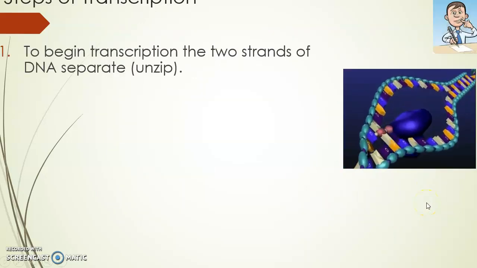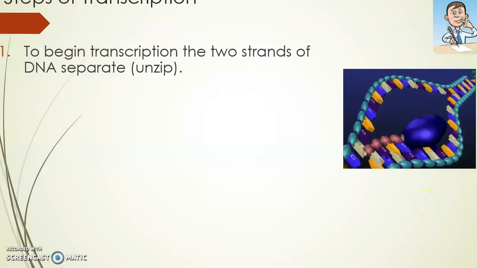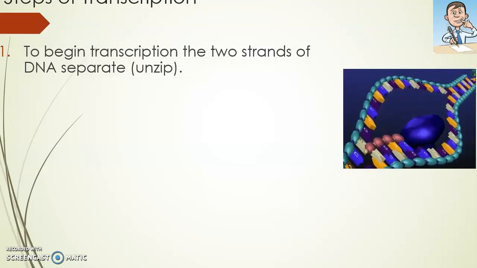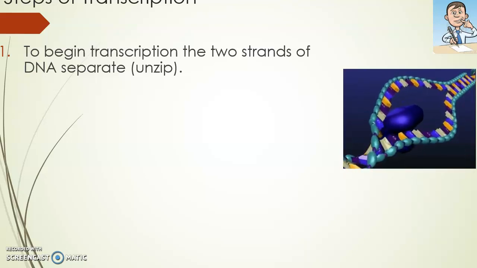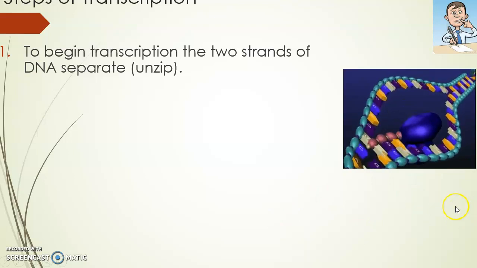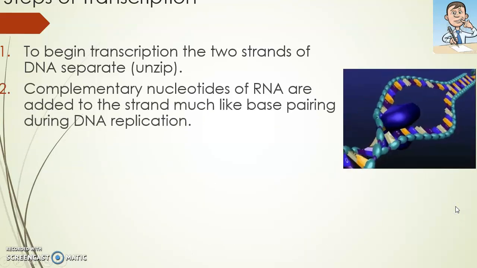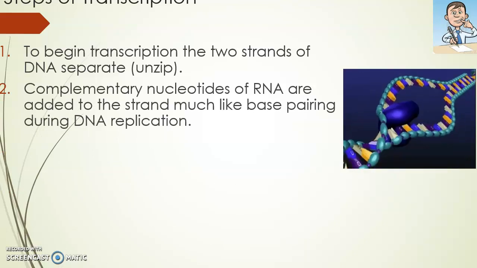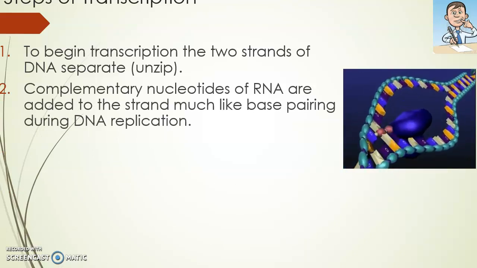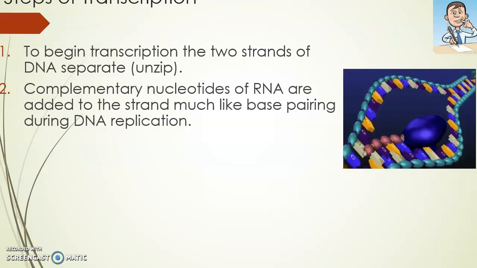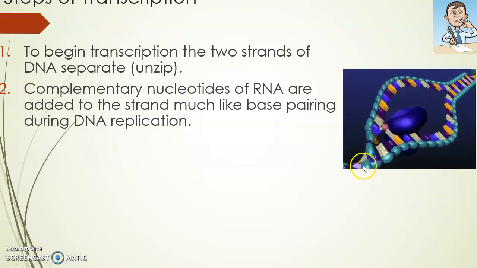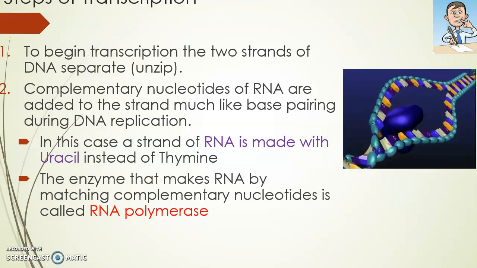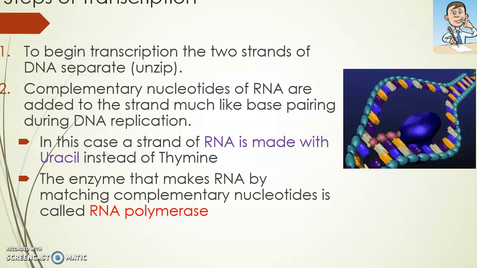So what are the steps of transcription? To begin transcription, you have to unzip the 2 strands of DNA. You have to unzip them. So that's just like what other process? DNA replication, that's right. So the second step of transcription would be that as it unzips, you have to add complementary nucleotides of RNA, much like the base pairing during DNA replication, but now A goes to U, not A goes to T. So in this case, the strand of RNA is made of uracil instead of thymine.